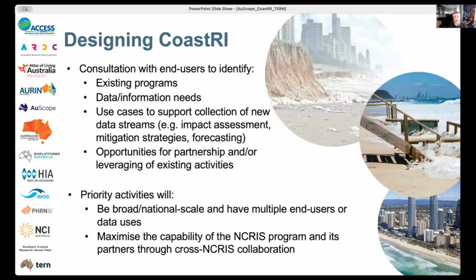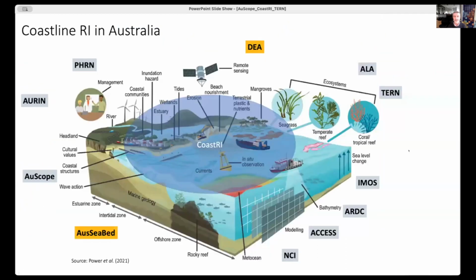They've identified an enormous amount of opportunity for new investments, and I'm not going to go into any of those because that's not my area. But we've also identified that we need to prioritise a few things. That would be national scale and broad multi-end user data use cases, I guess. And we also need to maximise the capability of the existing NCRIS programs and our partners by increasing the level of collaboration that we have.